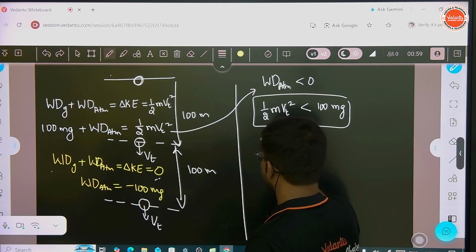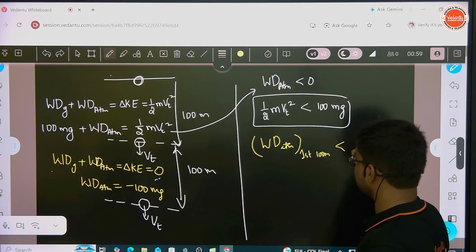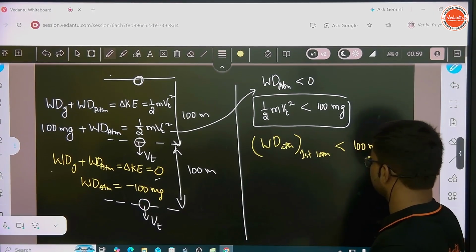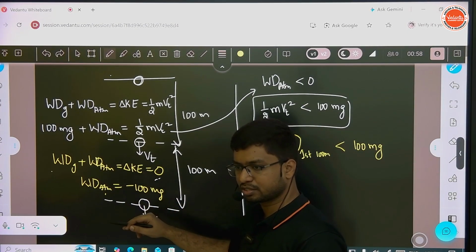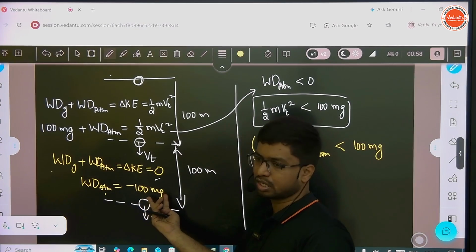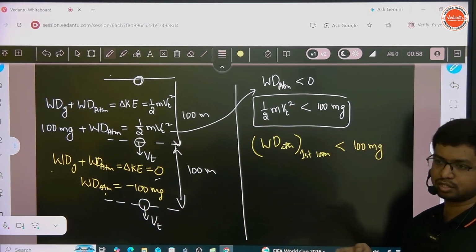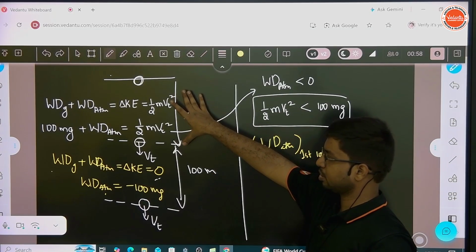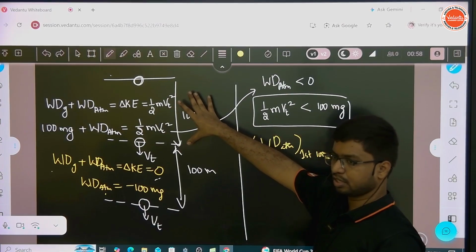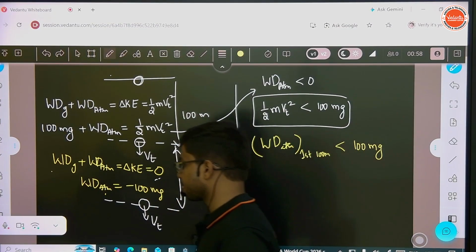So your work done by atmosphere in the first 100 meters is actually less than 100 mg. But what did I get over here? In the next 100 meters, it is exactly equal to 100 mg, right? So we got the conclusion here. Work done by this atmospheric force in the first 100 meters is actually less than this one. Clear?